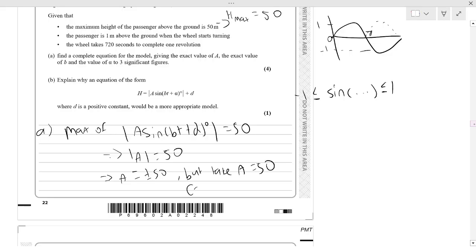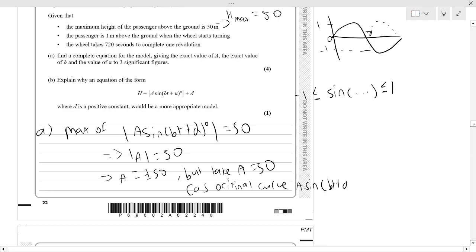And I guess you could say the original curve A sine bt plus alpha is identical to the modulus for those sort of values, right? For the starting sort of values.